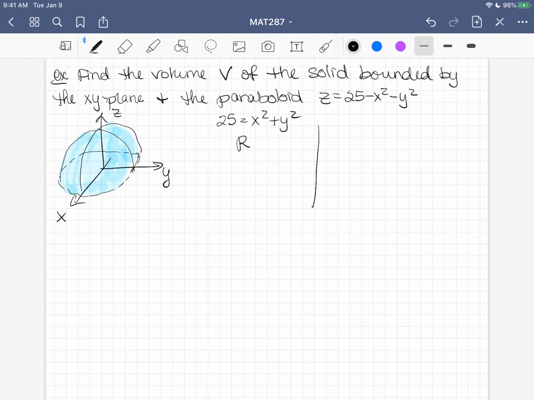Okay, so my region of integration here is a circle of radius 5. Let's put my 5 and my 5 there. Now, we could have done this in the last section and just integrated using rectangular coordinates, but you'll see here that polar coordinates are a lot easier to handle.